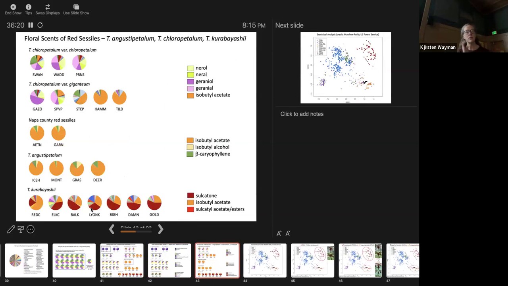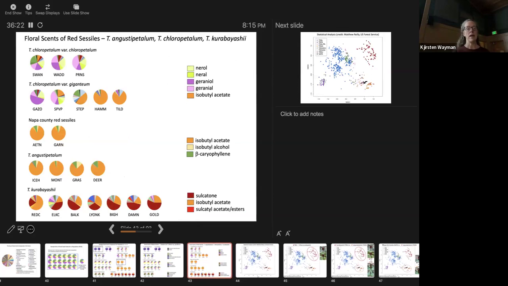If we look now to the red sessile trillium, I'm going to start here with the simplest. Trillium angustipetalum has the simplest floral scent of all of them. You can see it's mostly this compound, isobutyl acetate, with just a little bit of these other compounds. Those Napa County red sessiles also have a very similar floral scent, almost identical, except they do tend to have a few more trace compounds in them.